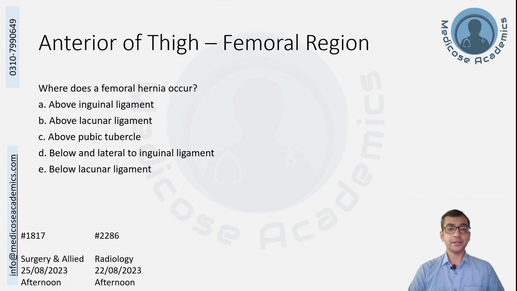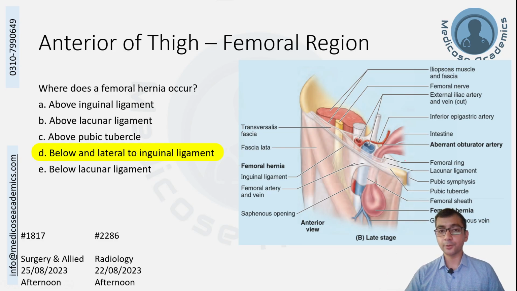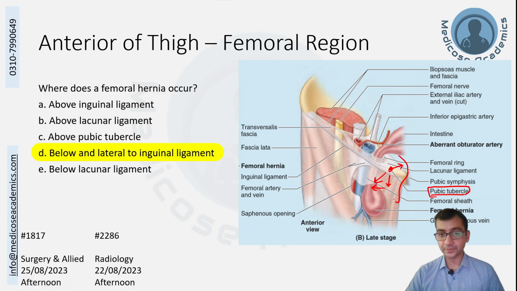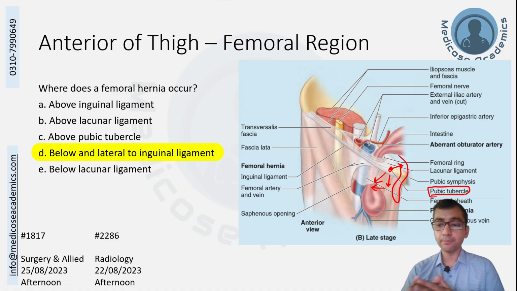Where does a femoral hernia occur? Regarding the surface landmarks, the femoral hernia is present below and lateral to the pubic tubercle. The pubic tubercle is a very important landmark for differentiating between femoral and inguinal hernias. The femoral hernia is present below and lateral to the pubic tubercle, and the inguinal hernias, both superficial and deep, are present somewhere here. So they are present above and medial. I'm sorry for that. So above and medial is the inguinal hernia, below and lateral is the femoral hernia.